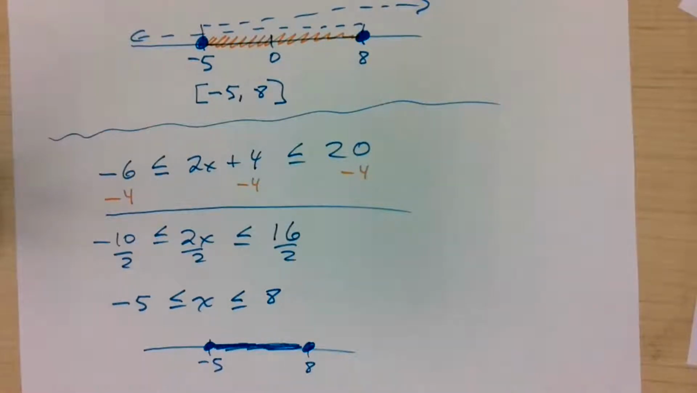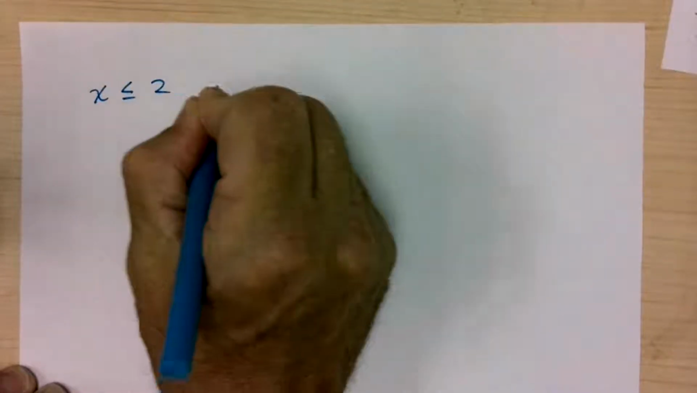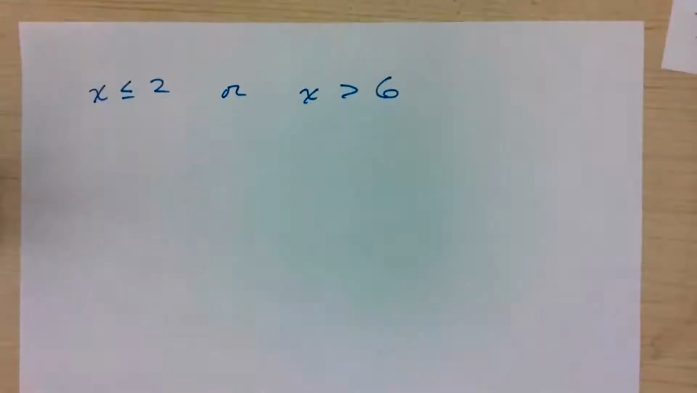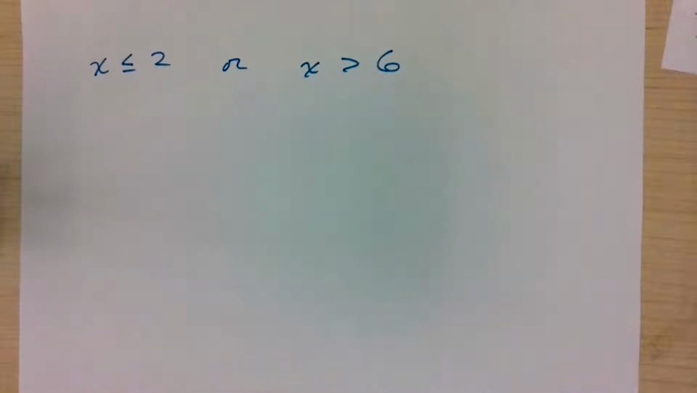Now, those were all and cases. Let's take a look at an or case and how do we express that in interval notation. So if I have something as simple as x is less than or equal to 2 or x is greater than 6. Or is a union, you throw all the points in that show up anywhere.